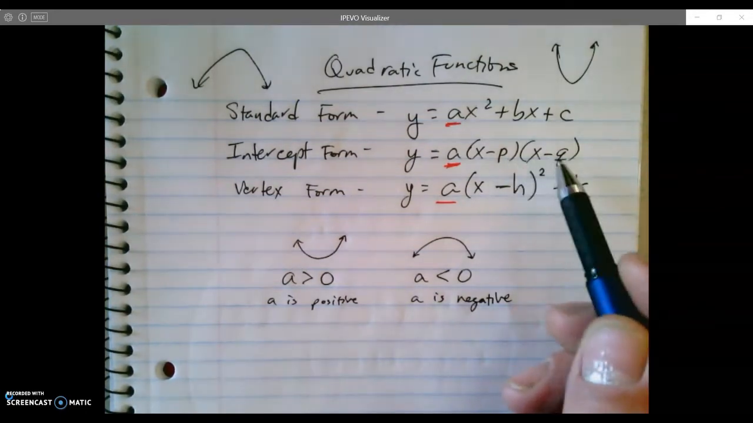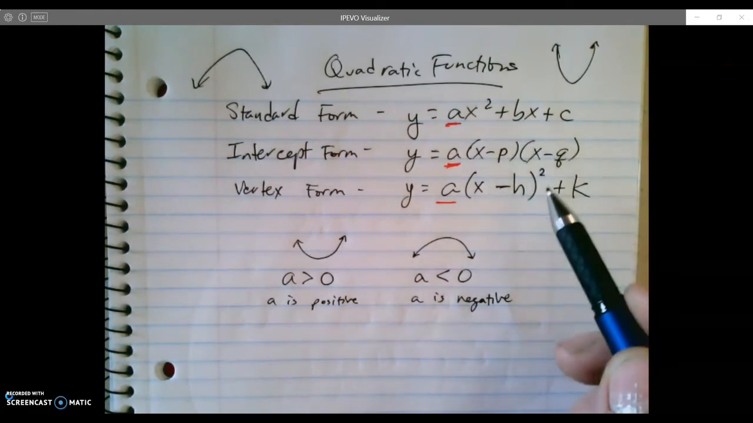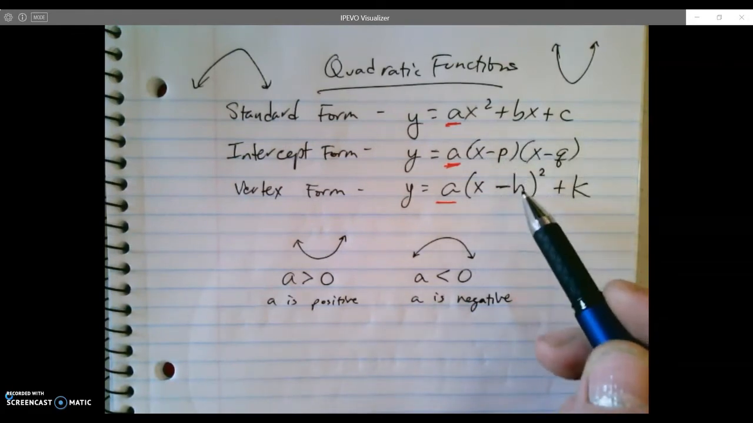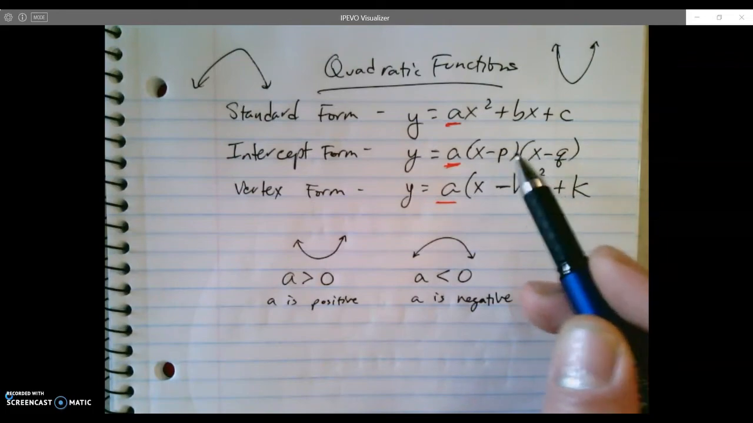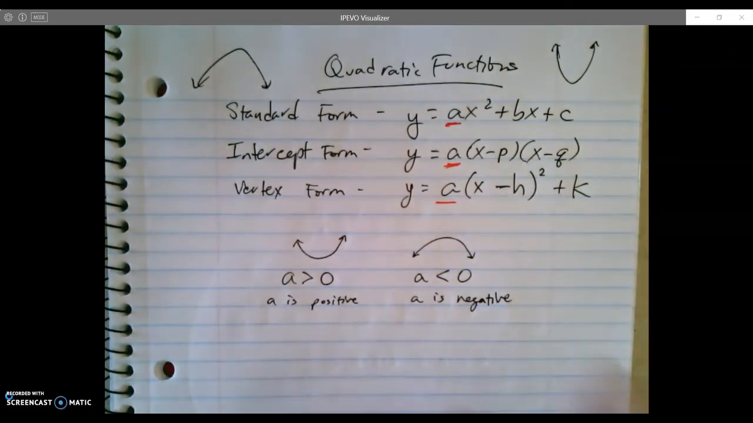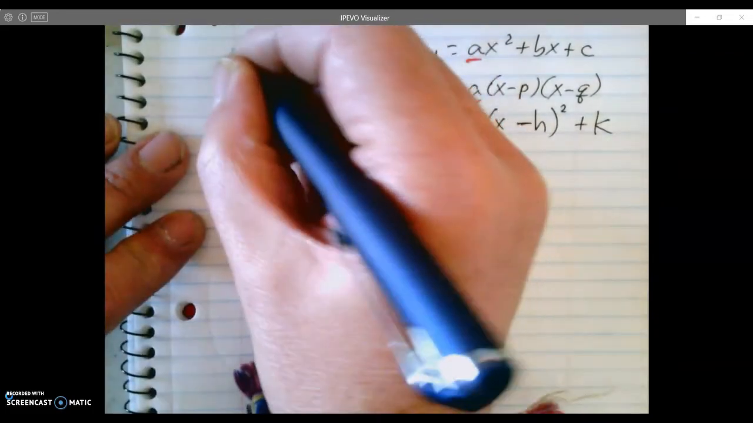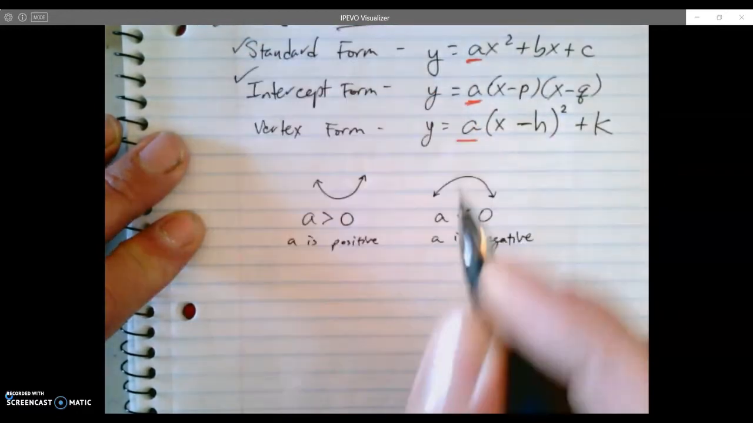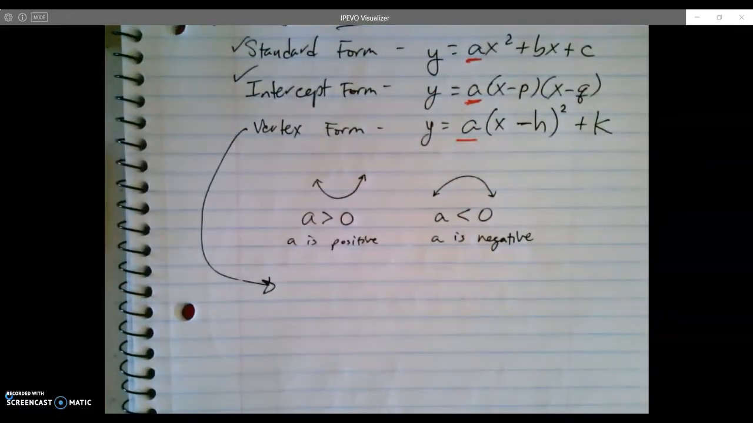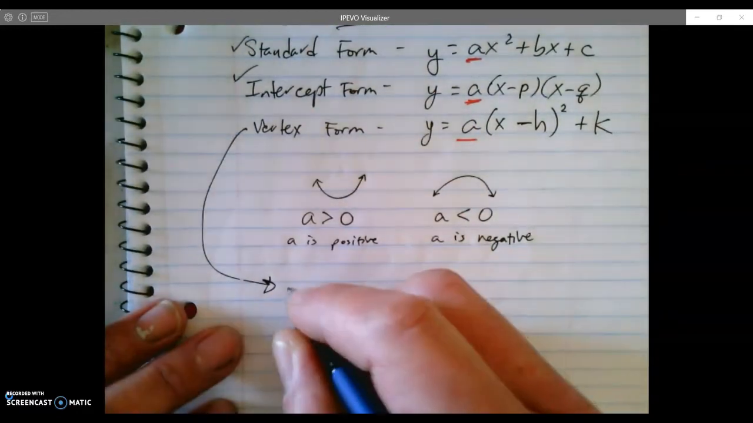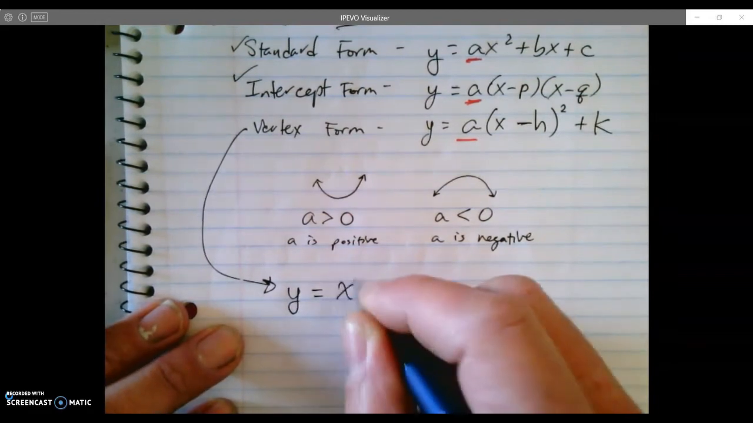But we use different P's and Q's and A's and B's and C's here because this P is not the same as this H. If you put in this form, the number you'd have would be different than this. So that's the point. The other videos went over standard form and intercept form, so today we are going to talk about vertex form. Before we do that, though, let's just go over this.